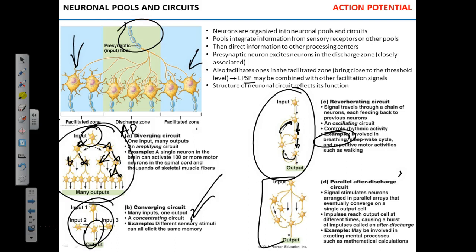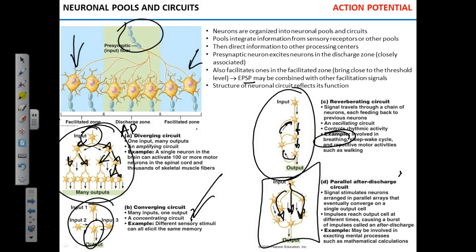And finally, parallel after-discharge circuits. These circuits can be found in the parts of the brain that are responsible for higher level processing. It's pretty much thinking, information analysis, like math stuff, calculations. Now, it kind of makes sense, because if you have multiple neuronal pathways working in parallel, it increases the speed at which you can analyze the information. Does that make sense?